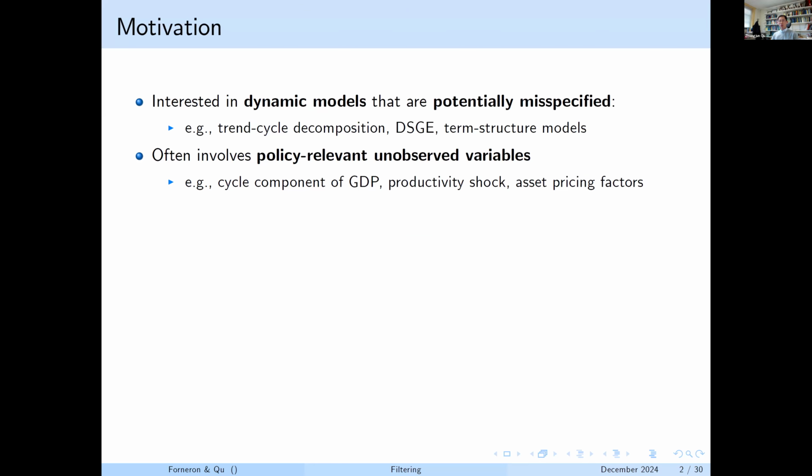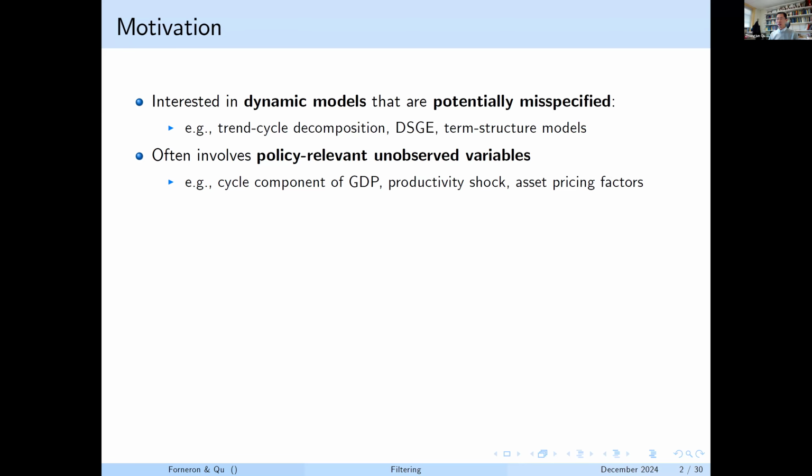Let me begin with a one-page summary of the paper. We're interested in dynamic models that are potentially misspecified. Today, I will try to present results on 3 such models. The first model is going to be a simple trend cycle decomposition. The second model is a medium-scale DSGE model with a high-dimensional state vector. And the third model is a term structure model for interest rates.